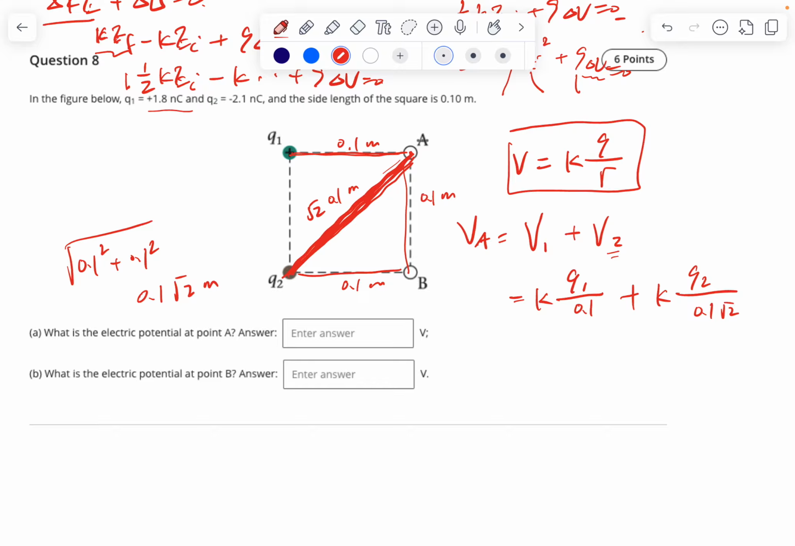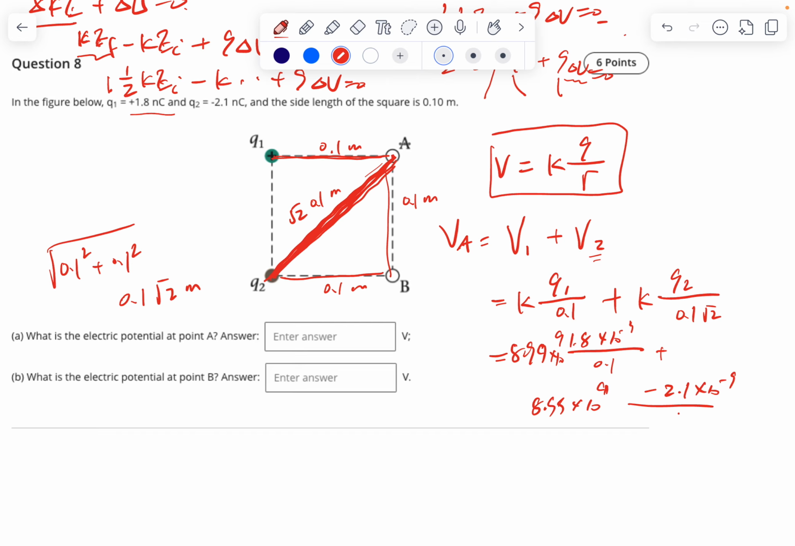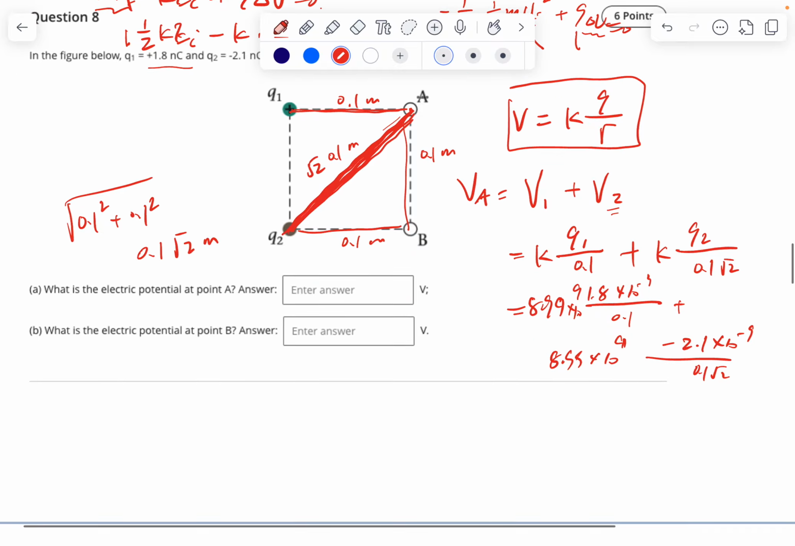And you just plug in. So k is 8.99 times 10 to the power of 9, Q1 is 1.8 nC, 10 to the negative 9, divided by 0.1, plus 8.99 times 10 to the power of 9, and then Q2 negative 2.1 times 10 to the negative 9, divided by 0.1 times square root 2. So just plug in, all right?